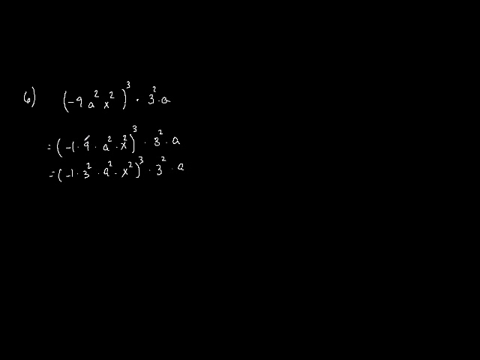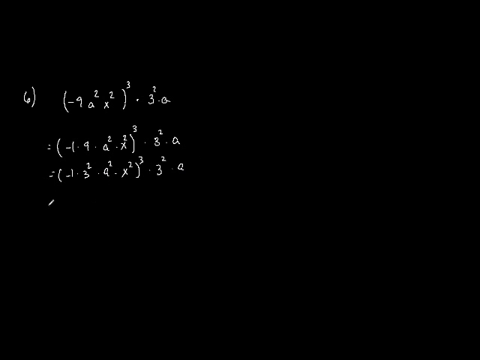Now the reason I rewrote my 9 as 3 to the power of 2 is because I see over here that there's another 3 to the power of 2, which means later when I multiply the two together, because I'll have the same base, a base of 3, I'll be able to add the exponents, hence reduce the term even further.